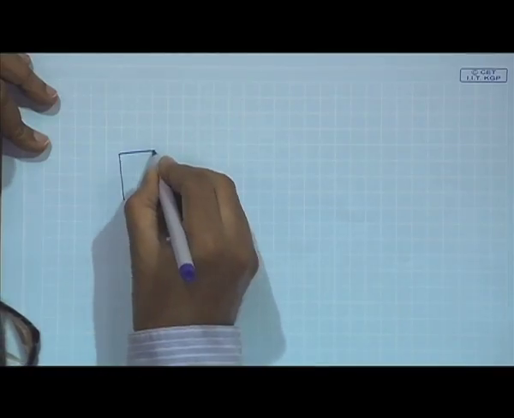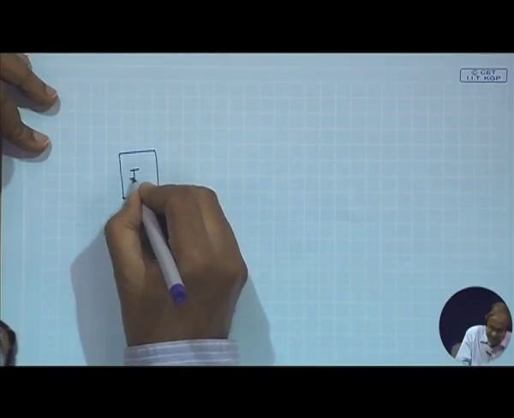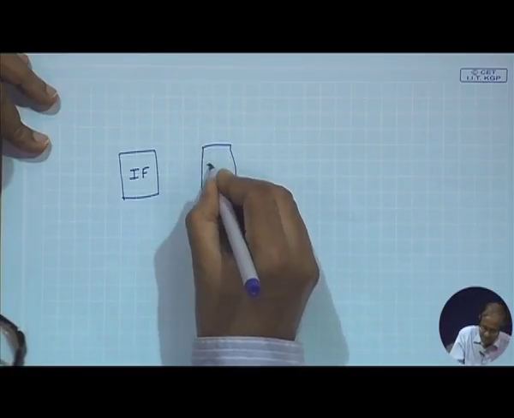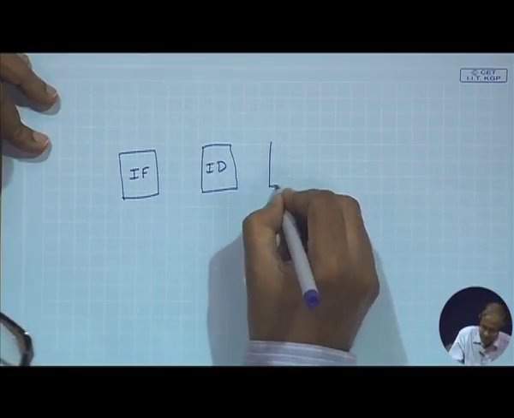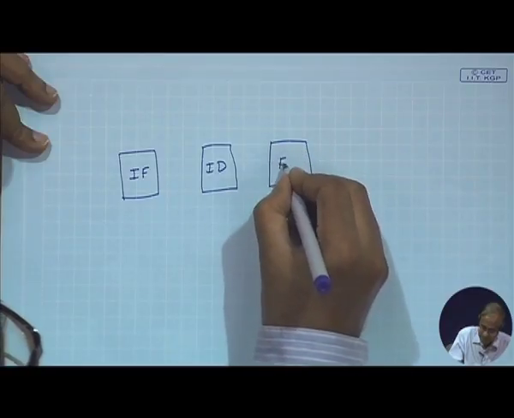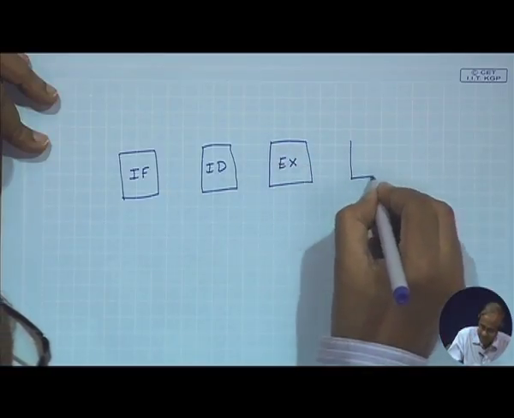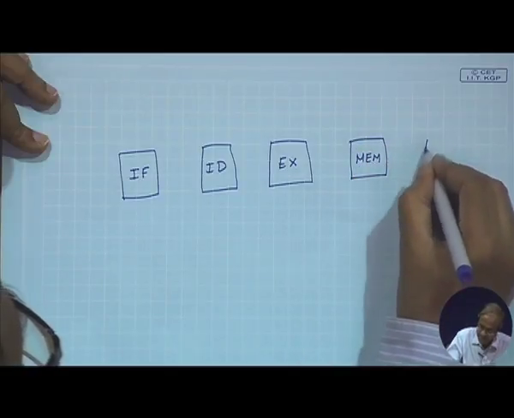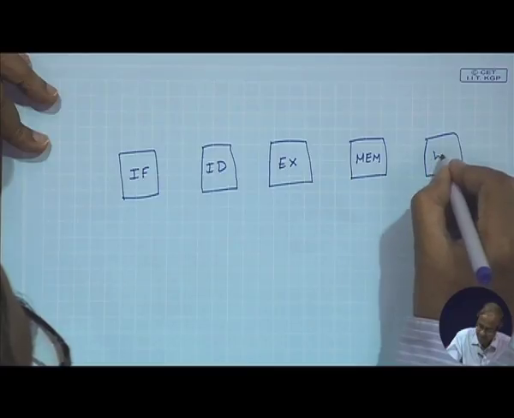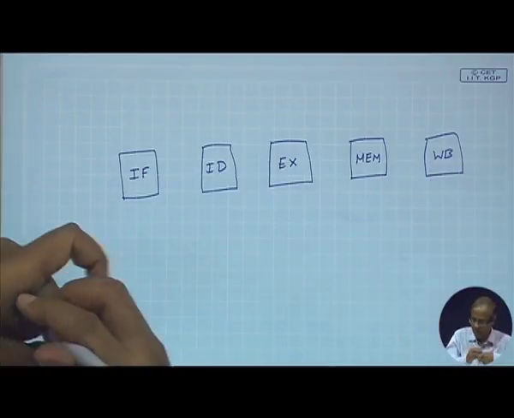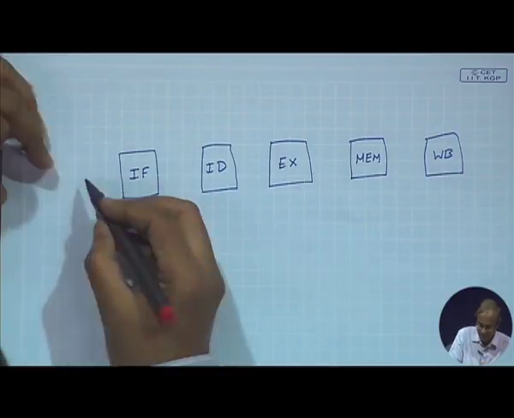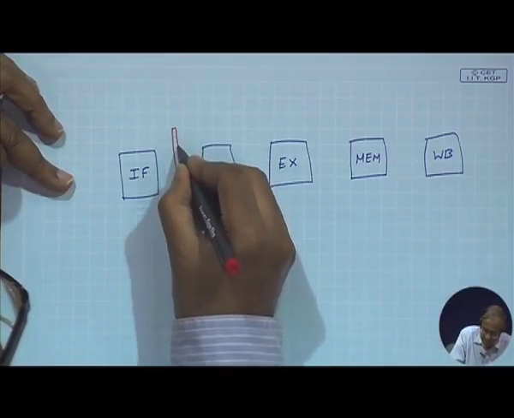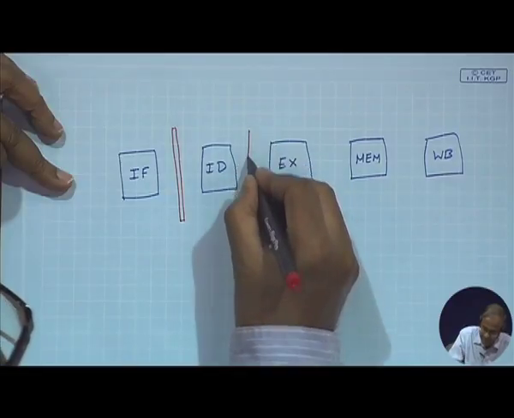Now, the idea is as follows. You see, you have these 5 stages: instruction fetch, instruction decode, execution, mem, and write back WB. Now, what I am saying is that you see there will be latches before and after also, but the most important latches are those between the stages. Okay.